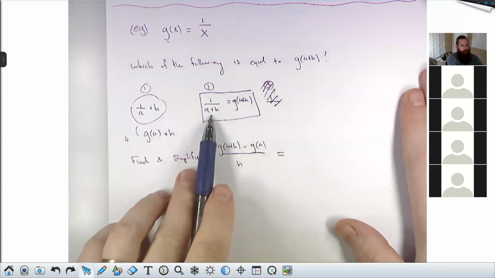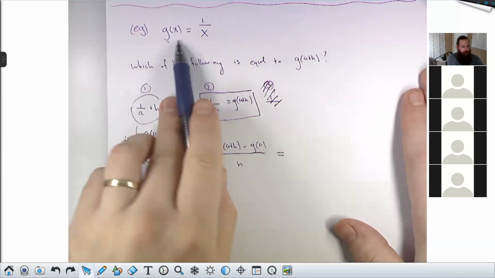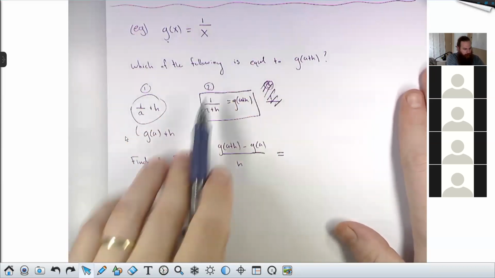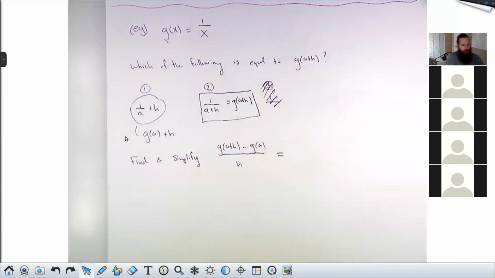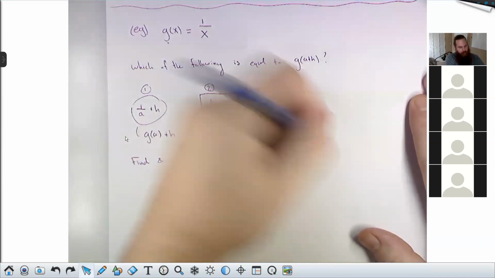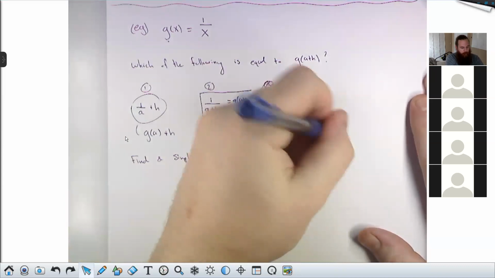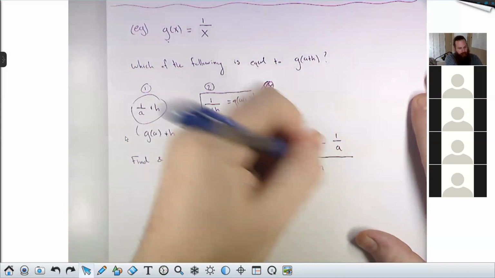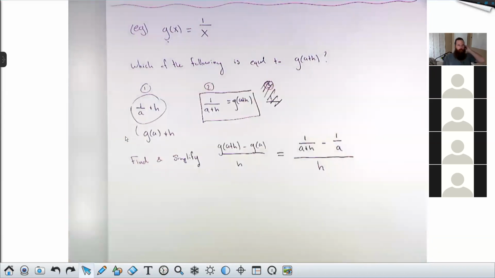I would start with this piece for g of a plus h. Since g of x is 1 over x, g of anything would be 1 over that thing. G of a plus h is 1 over a plus h. So this piece is 1 over a plus h. And then g of a is just 1 over a. And then I want to divide everything by h. And you see some of these weird fraction things showing up like we talked about at the start. So this is the first time we've looked at an expression like this.